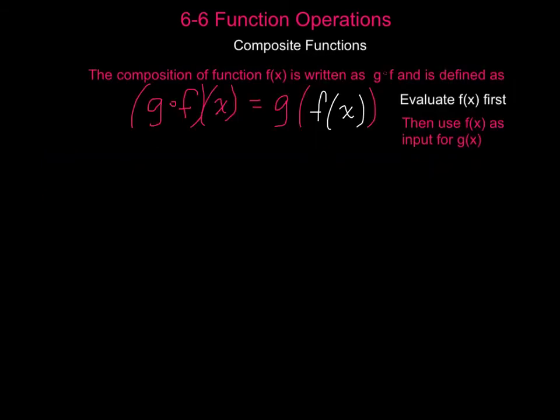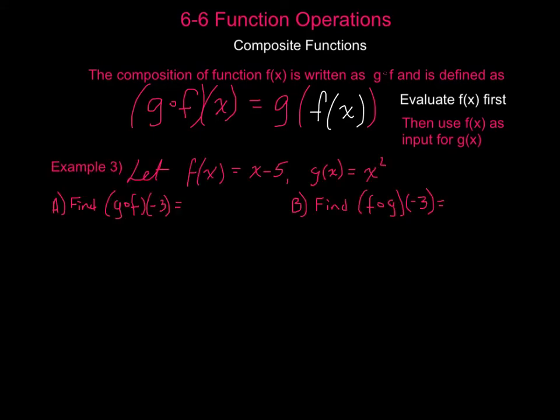Now we're going to talk about composite functions. The composition of a function f of x is written as g of f and is defined as g of f of x, which could also be written as g of f of x. Now, what this means is we're going to take an input value and evaluate f of x first, because it's closest to our x. Then we're going to take our solution and use that to evaluate g of x. Again, we're going to do f of x first and then use that answer to do g of x. Let's do an example, and this will make much more sense.